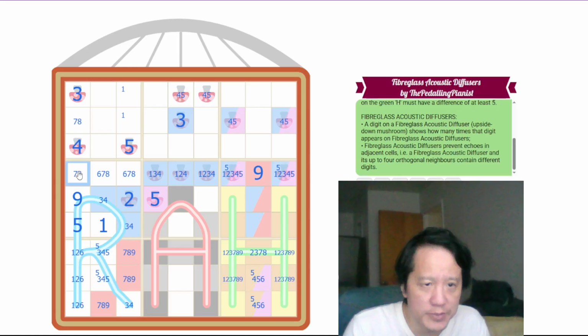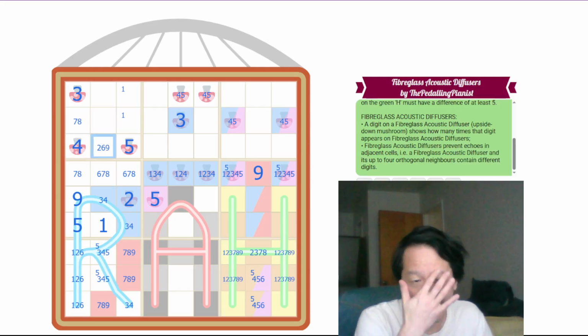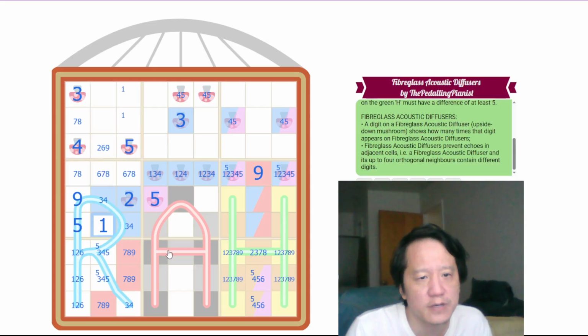This digit cannot be 7 or 8. Cannot be 3, 4, 5. Can't be 1. So it could be 2, 6, or 9. Because of the Whisper. This 4 sees 7 and 8 here, so this can't... This also would have to see 7 and 8. Can't be 3, 5, and 6. Can't be 1. Okay. One of these is 6. We don't know which.